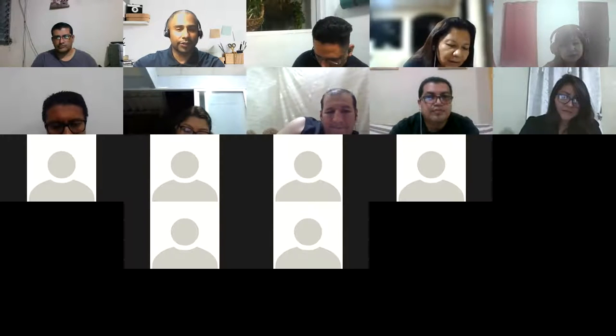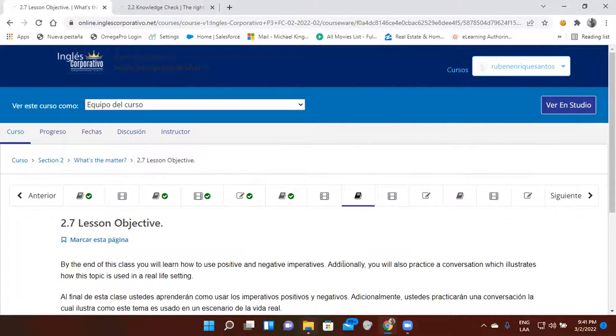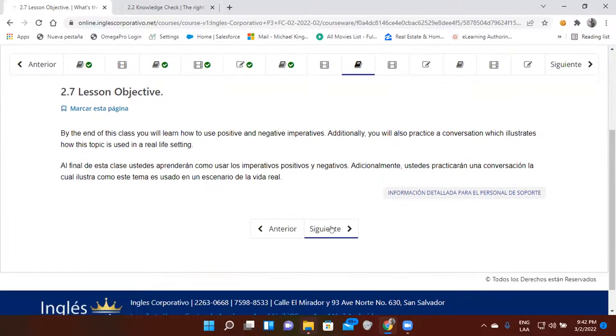All right, let's continue, and we're going to be moving forward to the next activity, which is 2.7. By the end of this class, you will learn how to use positive and negative imperatives. Additionally, you will also practice a conversation which illustrates how this topic is used in a real life setting. Al final de esta clase, ustedes aprenderán cómo usar los imperativos positivos y negativos. Adicionalmente, ustedes practicarán una conversación la cual ilustra cómo este tema es usado en un escenario de la vida real.